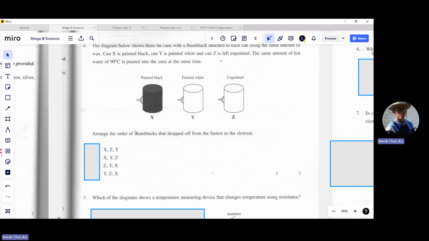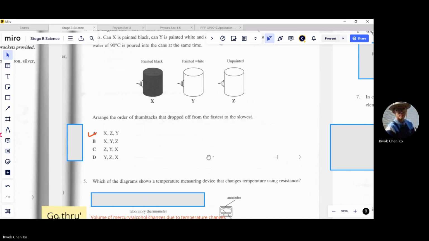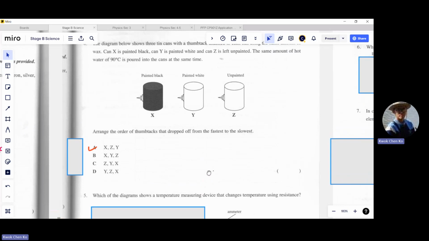Rule of thumb, that is thing about wax. From fastest to slowest, which one will emit the most heat? X, Z, Y. So X, Z, Y would be A. Please be A. Okay, this one emits the most heat, followed by this. This one emits the least heat.